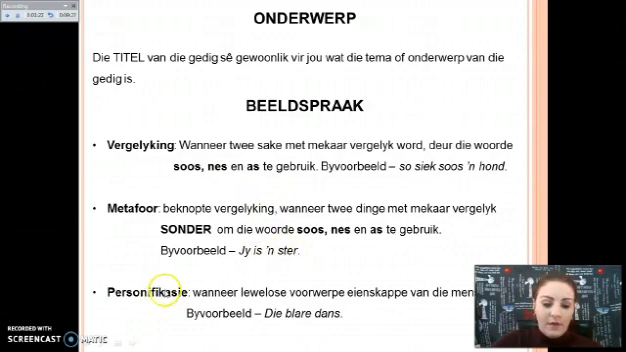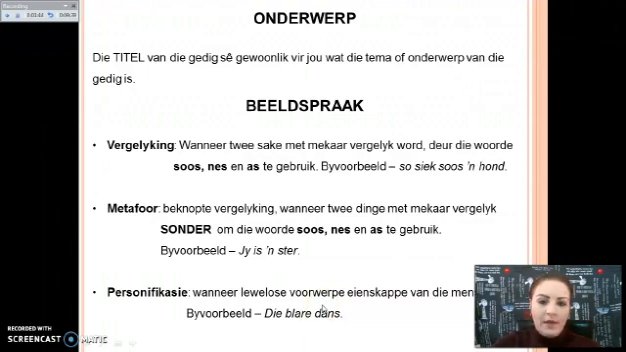Personifikasie is personification, wanneer lewelose voorwerpe eienskappe van mens kry. So basically, when you give a non-human thing a human characteristic. Die blare dans, for example, the leaves are dancing.